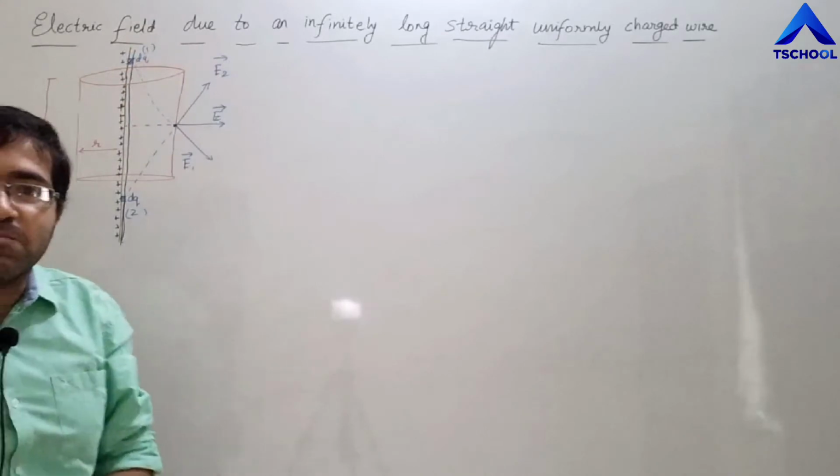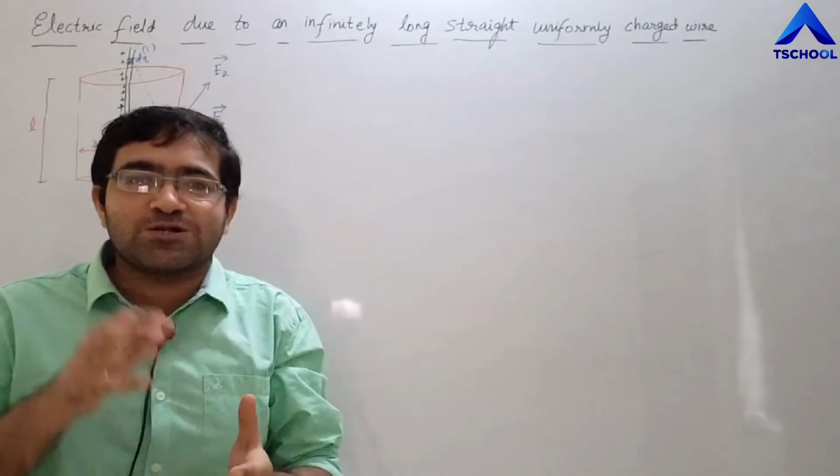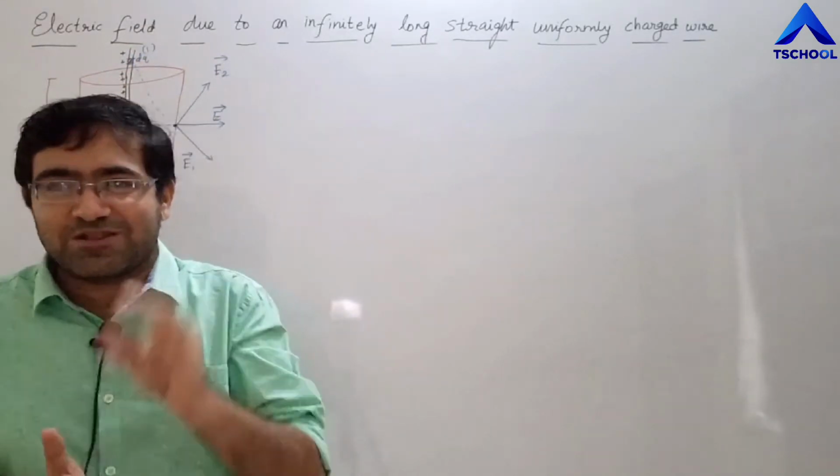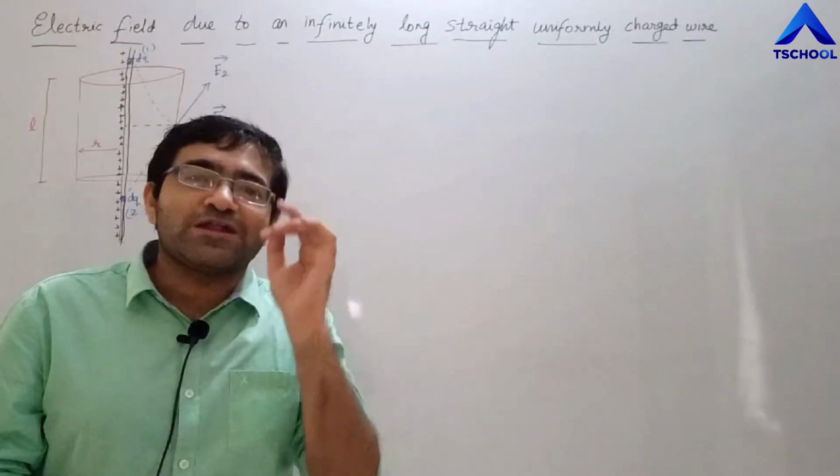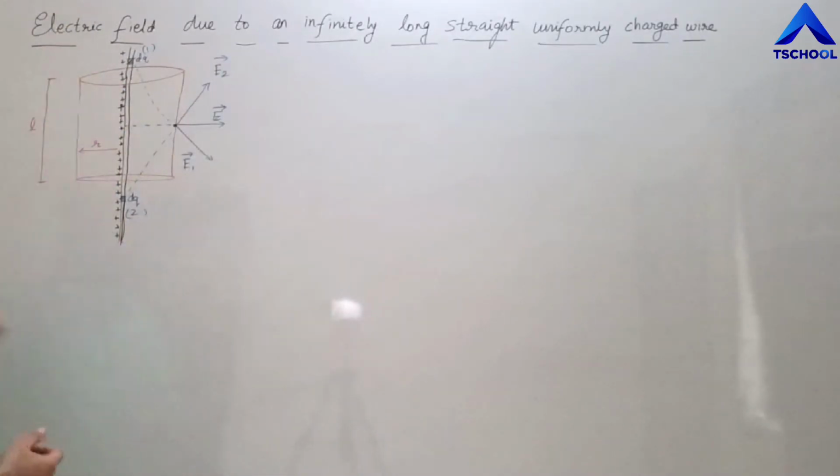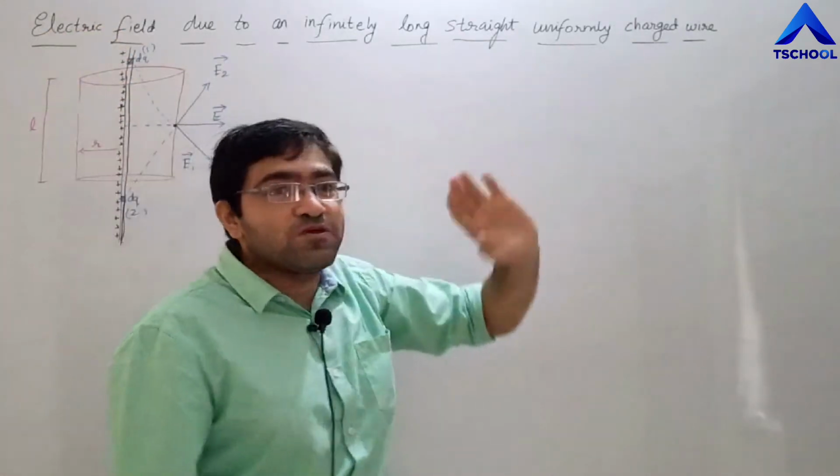So this is an example of a linear charge distribution, right? I hope you remember that there are three kinds of charge distributions, and this is one of them, linear charge distribution, where charge is distributed everywhere on this wire. Not only that, it is uniform, right?